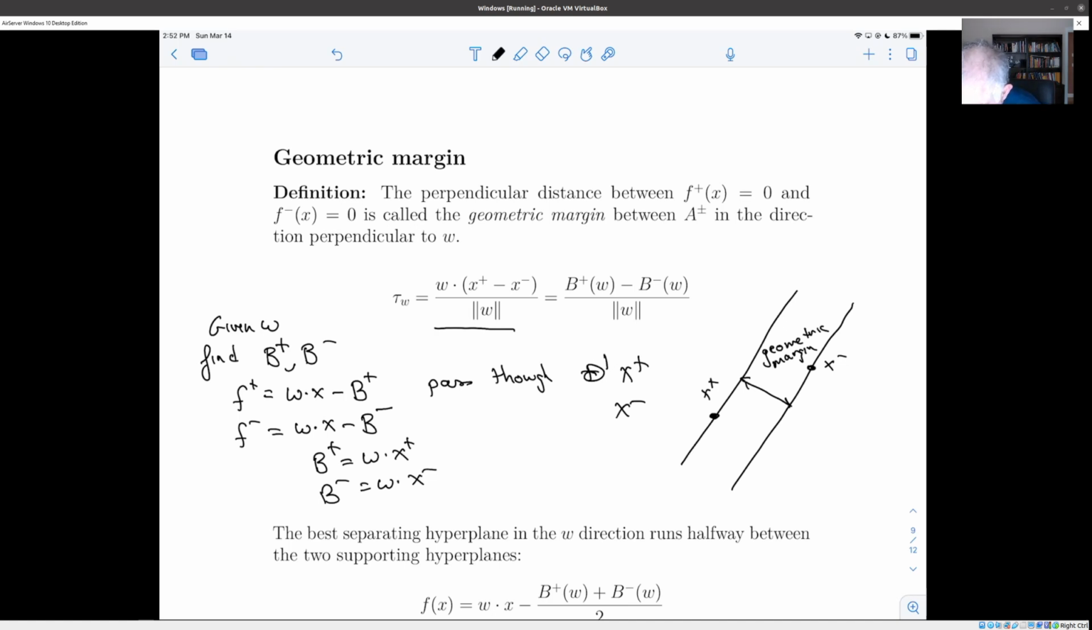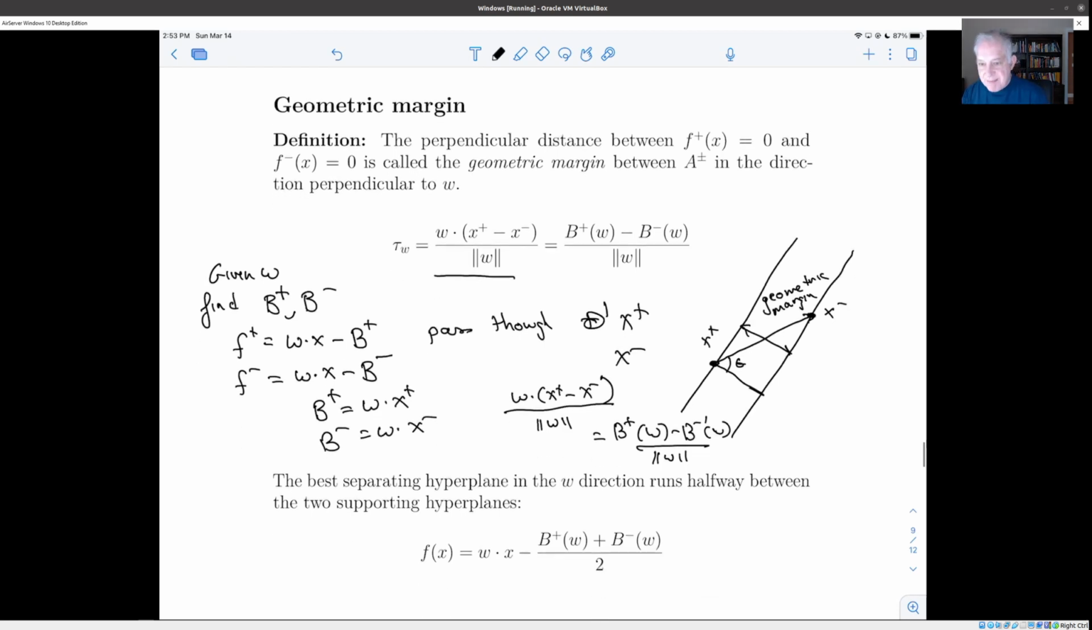Well, we've seen this now a whole bunch of times. You take the vector from x plus to x minus, and you project it onto W. So you take W dot (x plus minus x minus), and you divide by the norm of W. This gives you the projection of x plus minus x minus into the perpendicular distance. And using b plus and b minus, this is equal to (b plus of W minus b minus of W) over the norm of W. So once you pick a direction W that separates it, you find these supporting hyperplanes, you take the perpendicular distance between them, and that gives you the geometric margin for that vector W.